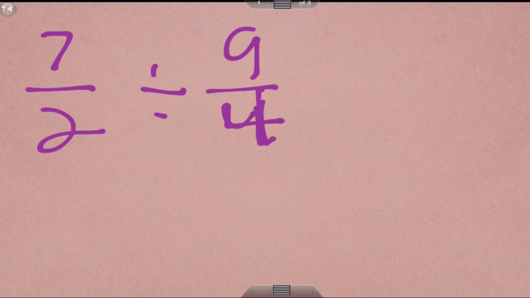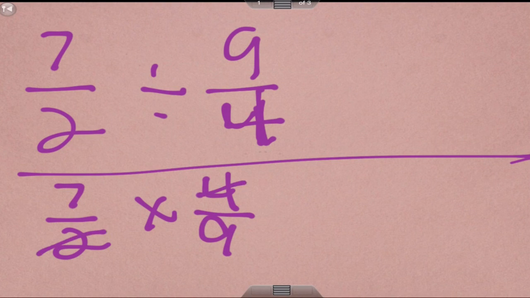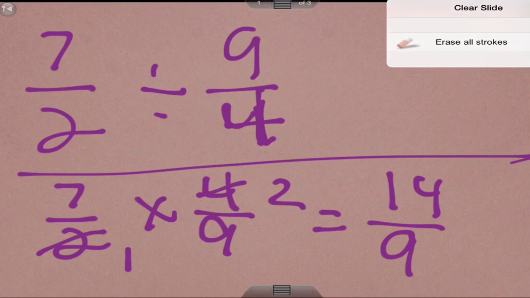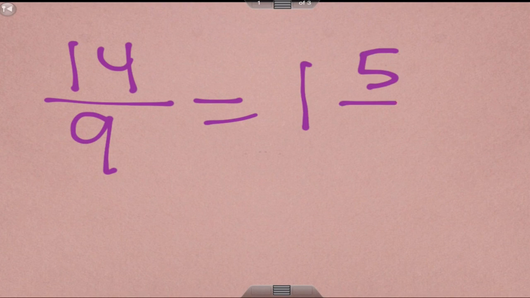Now I need to rewrite it. So it's 7/2 times 4/9. I see I could cross reduce here. So it's 14 over 9. You're not quite done though, because 14 over 9 I need to make into a mixed number. 9 goes into 14 one time, left over 5.